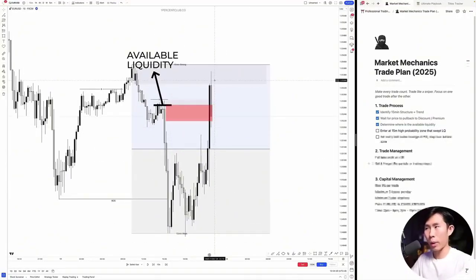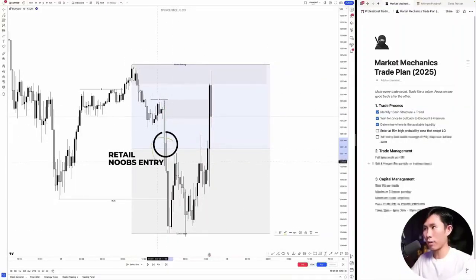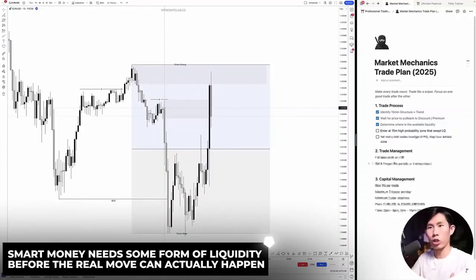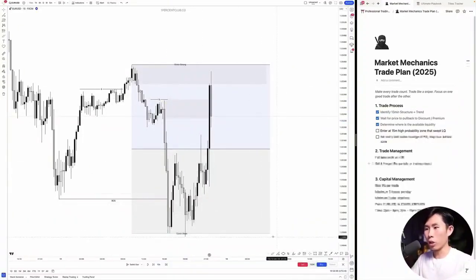And just as expected, price did not hold at this supply zone whatsoever, because once again, this is where all the retail traders who enter for a sell right here place their stop loss above these highs right here. So remember, smart money needs some form of liquidity before the real move can actually happen. Okay, so now this zone has been demolished. Price has come up here and swept the available liquidity that we have above this swing high.